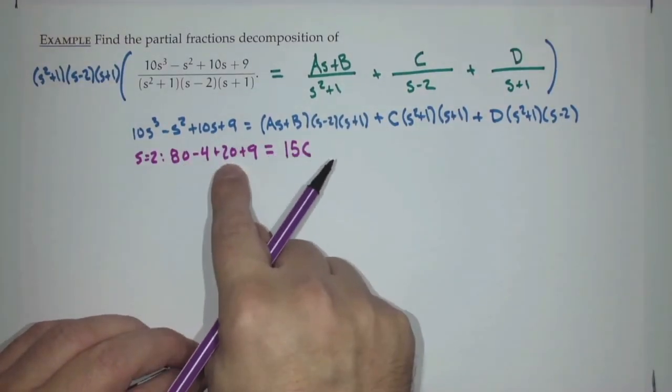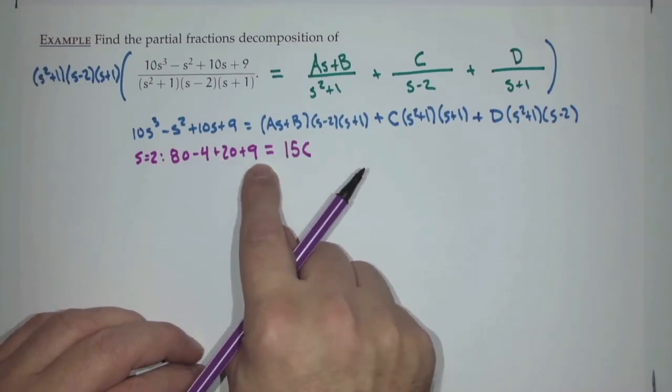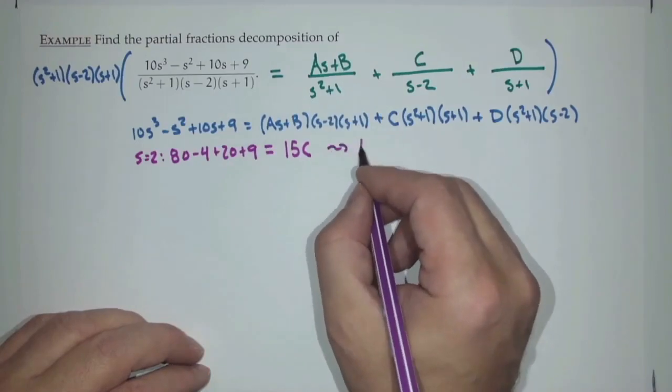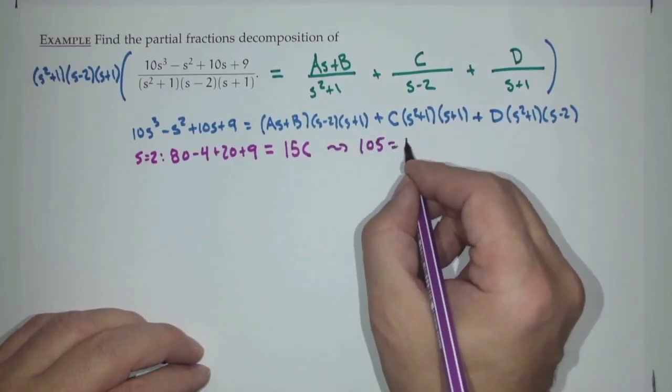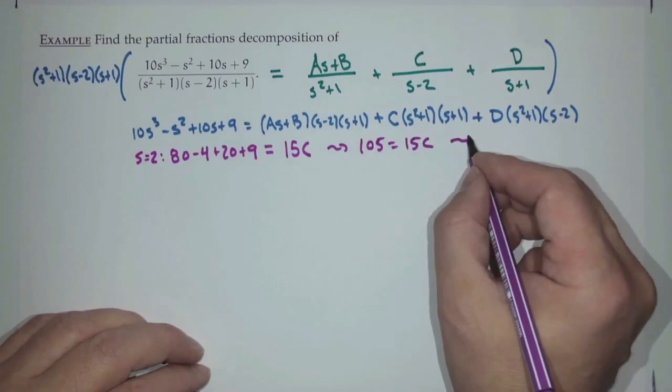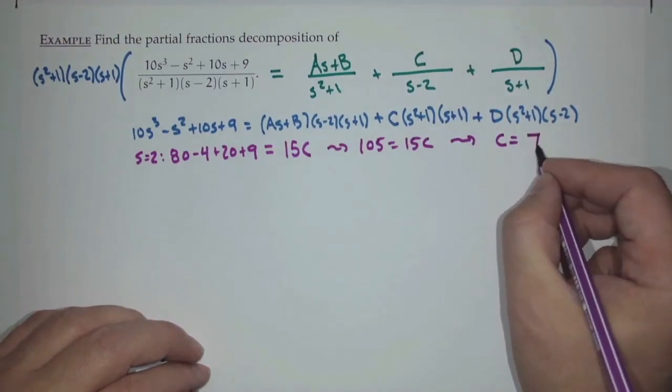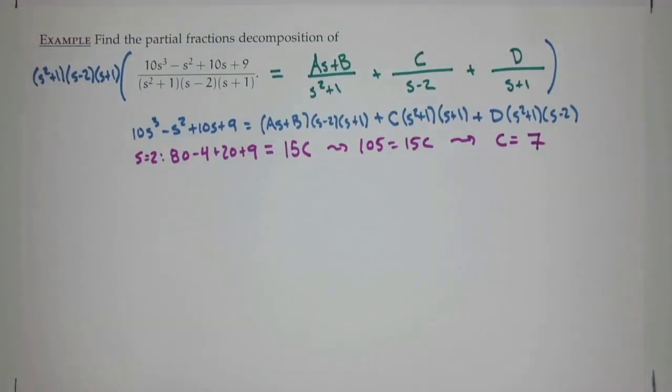80 plus 20 is 100. Plus 9 is 109. Subtract 4 gets us to 105. So 105 has to equal 15 times c. So what does c need to equal? 7. We're already a fourth of the way done. That's great. Just means 3/4 to go. All right. Any other good choices we can make?